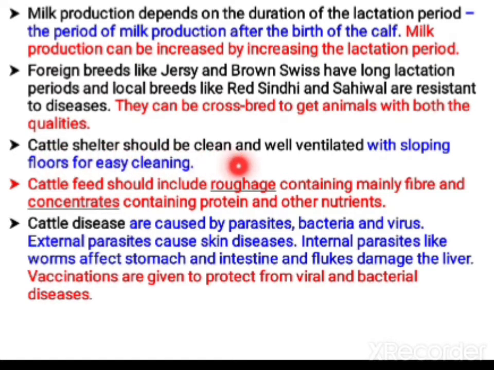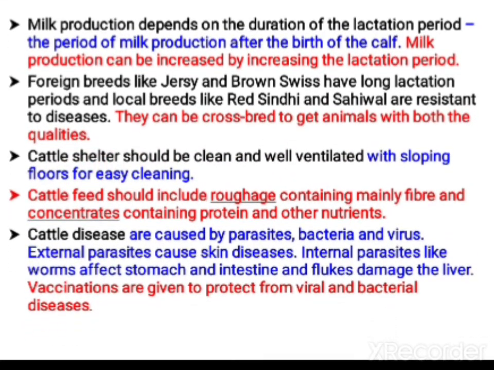And the cattle shelter has to be clean and well ventilated. And sloping floors, so the waste of the animal has to go. Otherwise, when it is getting stagnated, once again the animal may be infected by various diseases and all. That's why it has to be cleaned properly, and the cattle shelter has to be like that, well ventilated and sloping for easy cleaning.